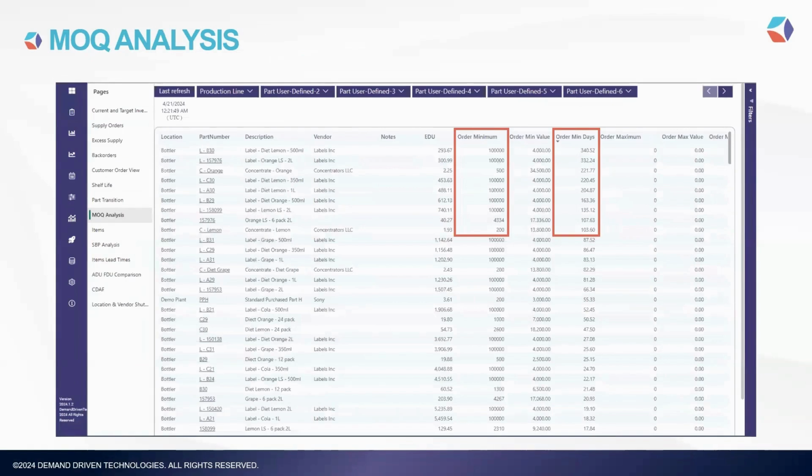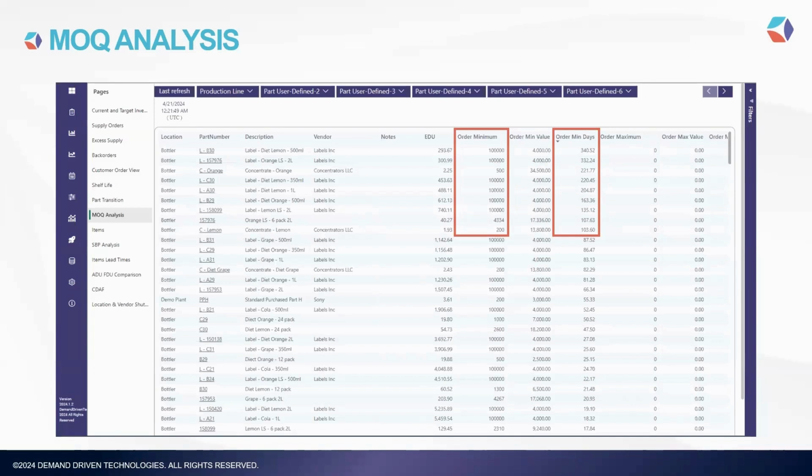And then the MOQ analysis. You can jump in here and order by your minimum days to find what items you're having to order hundreds of days' worth of supply. Now, sometimes you have some huge MOQ and it's not really a big deal. Maybe I've got 300 days of it, but it's a tiny screw. It doesn't take up any room and it was cheap. And maybe that is fine.